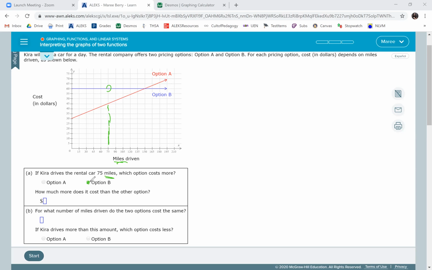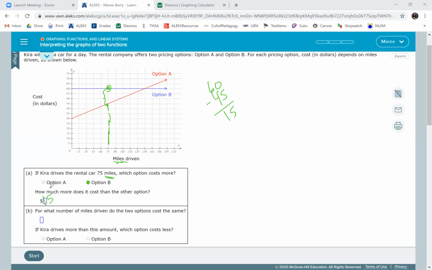And it says how much more does it cost? So we have to find the difference between these two. This one's $60 and this one is $45. And you subtract and get $15. So we would type in 15 there.